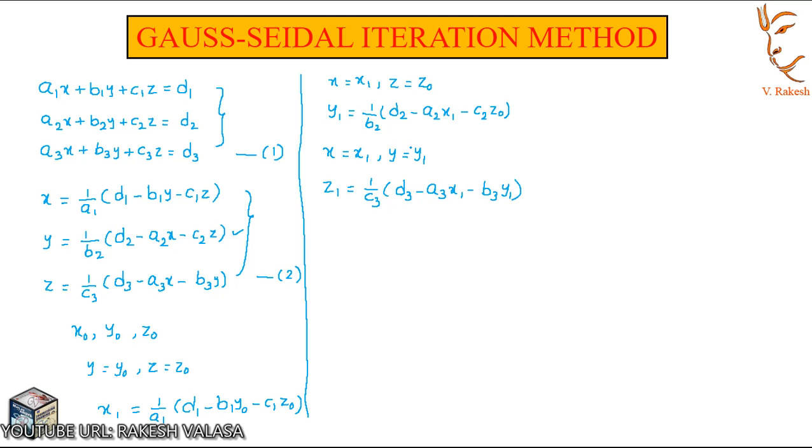The convergence in the Gauss Seidel method is twice as fast as Jacobi's method. Second observation: Jacobi's and Gauss Seidel methods converge for any choice of the initial approximations. Here we have taken x0 equal to y0 equal to z0 equal to 0. The absolute value of the largest coefficient is almost equal to, or in at least one equation greater than, the sum of the absolute values of all the remaining coefficients. See here, in the first equation, a1 is greater than b1 plus c1. Here, b2 greater than a2 plus c2. Here, c3 greater than a3 plus b3.